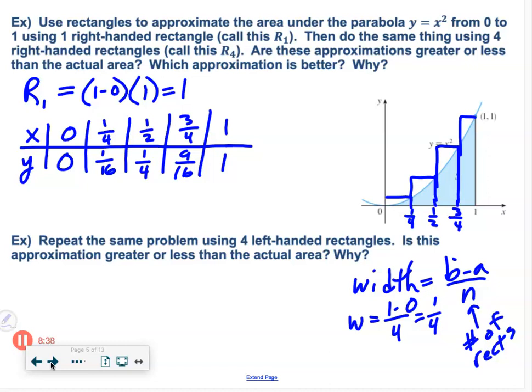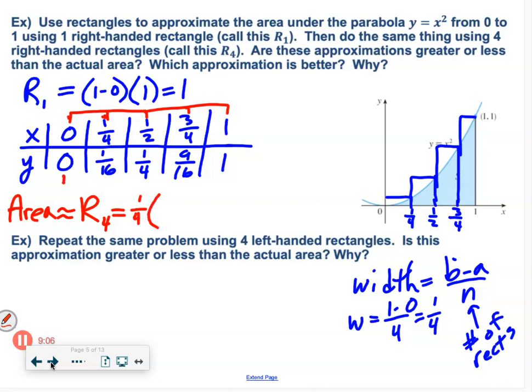Every rectangle has 2 sides. Think of a rectangle, like if we had 4 rectangles, each rectangle will have 2 x values, one on the left and one on the right. So our area, I'm going to write area, which is approximately equal to R sub 4. Remember, area of a rectangle is width times height, so 1/4 times the first height. You look at the first 2 x values and you pick the one on the right. So this is going to be your height. So 1/16 plus 1/4 times.